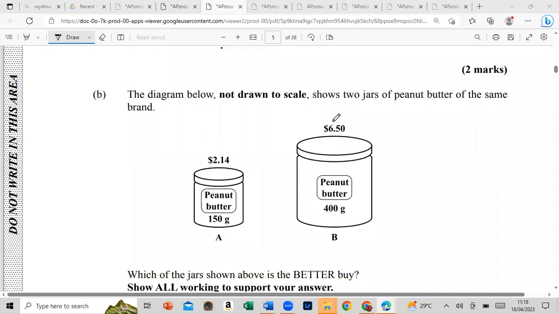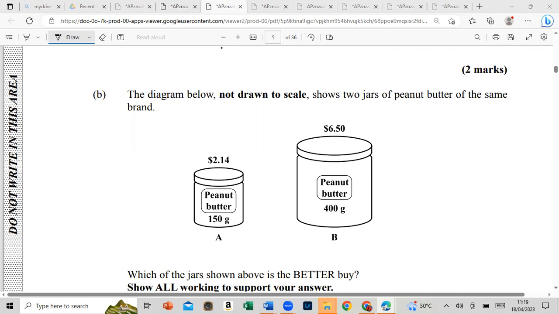All right, guys, so we're on to letter B. It says, the diagram not drawn to scale shows two bars of peanut butter of the same brand. So it says peanut butter A, 150 grams, and it costs $2.14, while peanut butter B is 400 grams and the cost is $6.50. And it says, which of these two bars is the better buy?